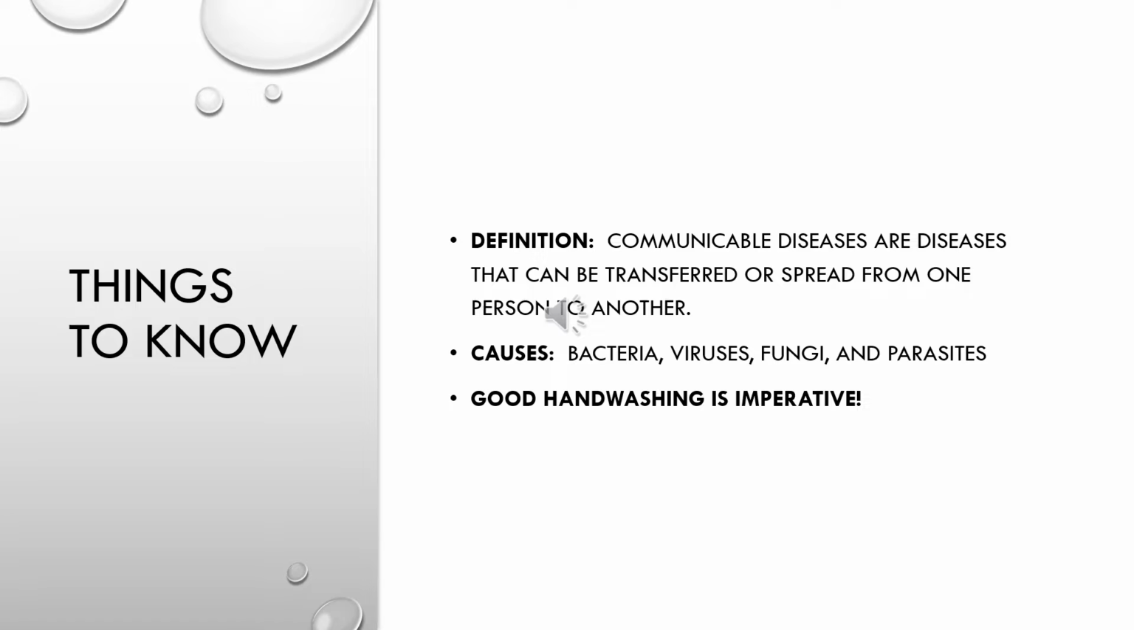So some basic things that you will need to know for this particular unit. First of all, what is a communicable disease? Communicable diseases are diseases that can be transferred or spread from one person to another. They can also be spread by air, blood, or body fluids or contact, either direct or indirect. The things that cause communicable diseases are things like bacteria, viruses, fungi, or parasites.